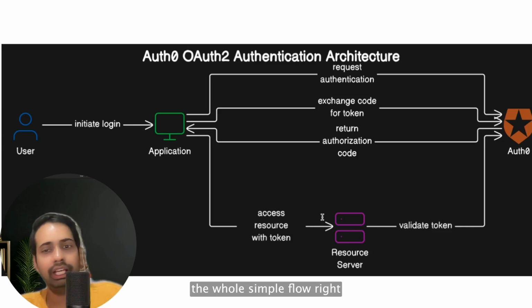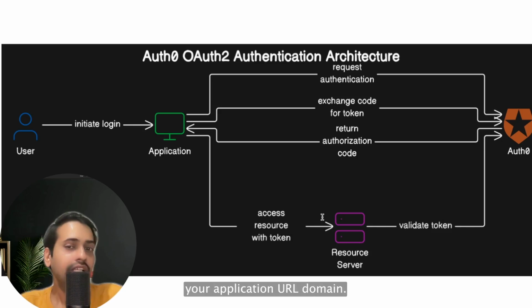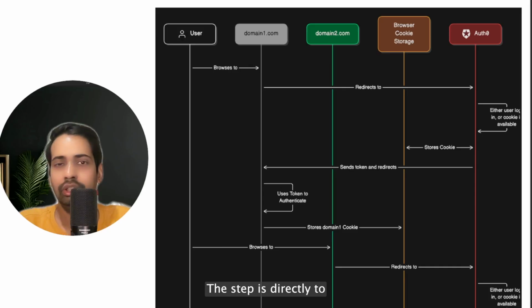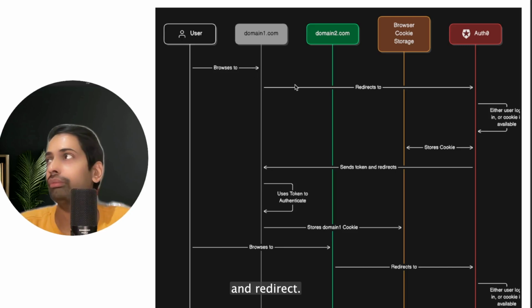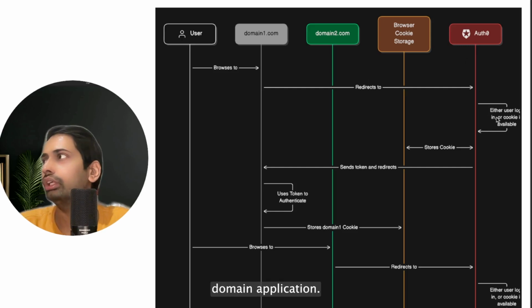And if you want to understand the whole simple flow, the user goes to your application URL domain. It will redirect you to Auth0, and you will enter your credentials. It will store cookies, send the token, and redirect. Now it has redirected you to the callback URL of this domain application.